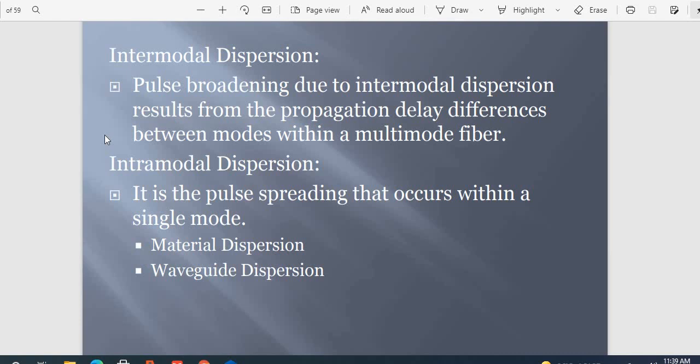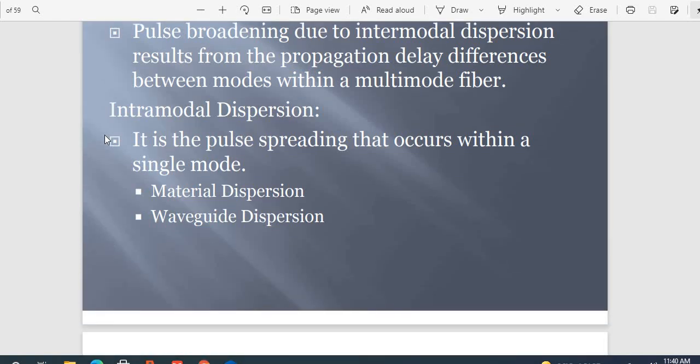What about intramodal, students? It is pulse spreading that occurs within a single mode. In one particular mode itself, the pulse spreads, because of material dispersion and waveguide dispersion. This is also a type of dispersion, called intramodal dispersion. So we have learned intermodal as well as intramodal dispersion, the two types of dispersion loss.